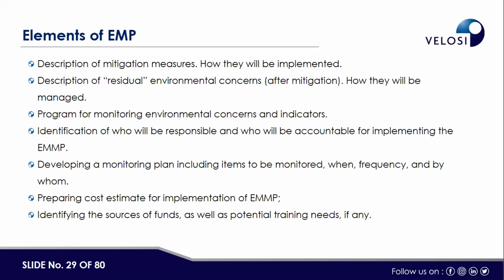First of all, we have to describe the mitigation measures and how they will be implemented. As I mentioned before, first of all, we have to identify the impacts, and then according to the impacts, we have to give the mitigation measures in the form of plans. As I gave an example, if we identify air quality impacts, then we have to develop the air quality control plan, which will include all the mitigation measures and how they will be implemented as well. So all these details will be in the EMP.